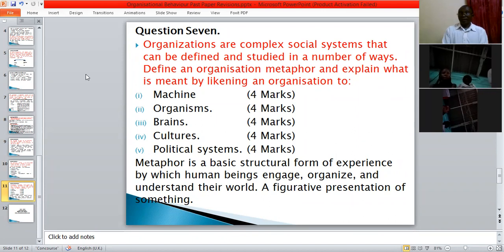Now, a metaphor is a figurative presentation or a symbol of presenting something. So for instance, you are referring to an organization as a machine.